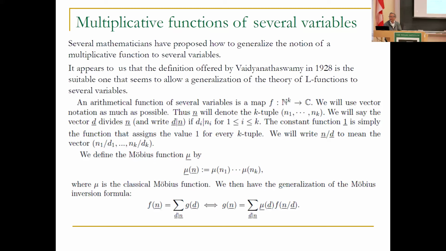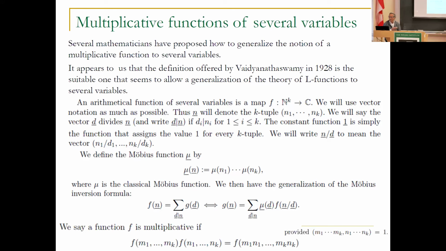And so now that you have a concept of arithmetical function of several variables, you can define a multiplicative function to be: f of (m1 n1, ..., mk nk) is just the product f(m1, ..., mk) times f(n1, ..., nk), provided the GCD of m1 to mk and n1 to nk is 1. So there are plenty of people, if you look at the literature, who have given generalized definitions of multiplicative functions of several variables, but this somehow seems to be the right one. I'll tell you why. Because the Dirichlet series of several complex variables that you associate to these multiplicative functions admits an Euler product.